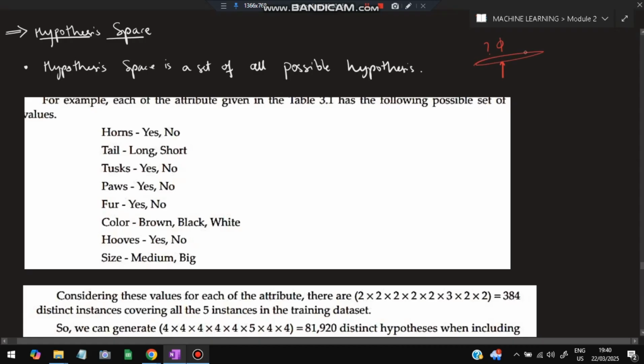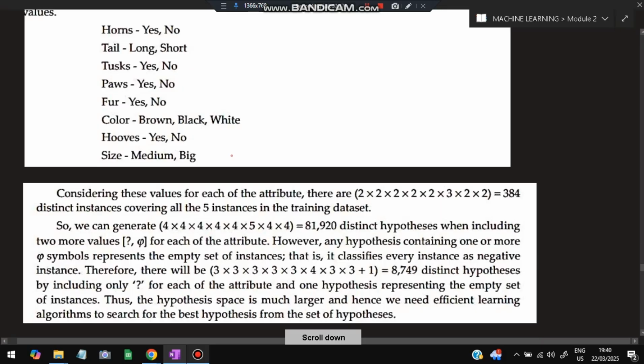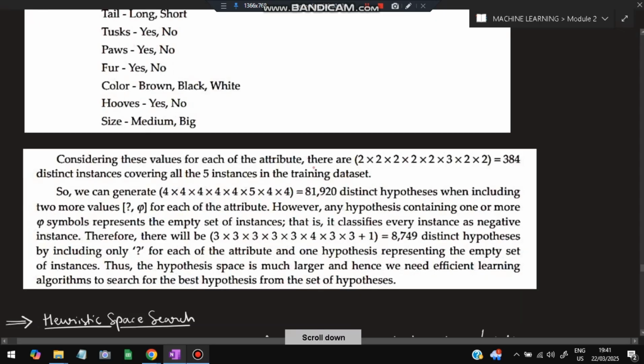So that combination is called a hypothesis. Now, how many such hypotheses can be formed? For example, each of these 8 attributes has these values. If you try to calculate the total number of possible instances, it will be 384. We can also use the question mark and the null value, so it will become 4 into 4 into 1 into 5 into 4 into 4. That will be 81,000. So this many hypotheses can be generated. This is called the hypothesis space.